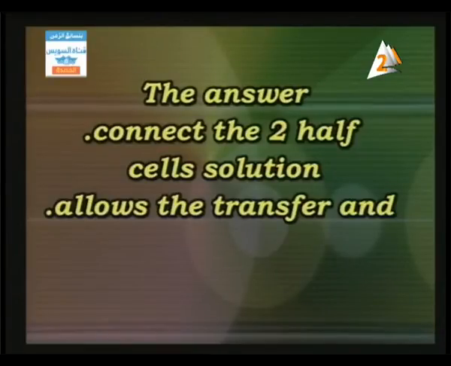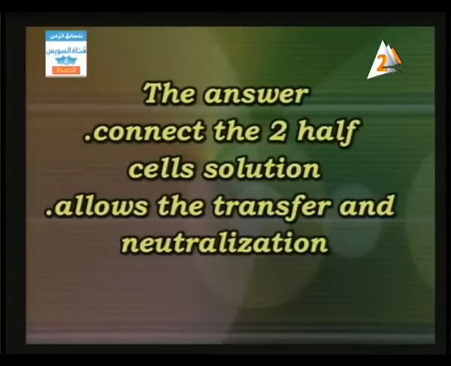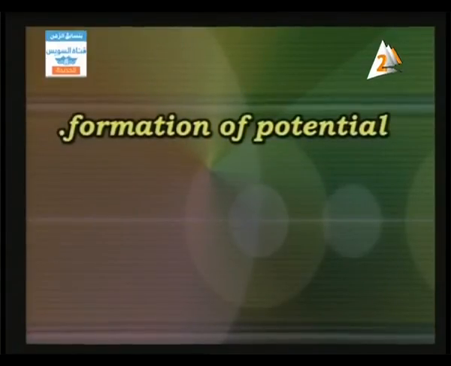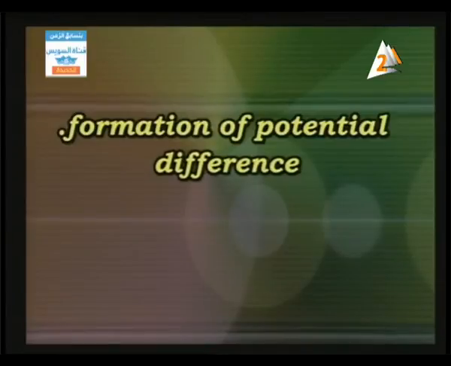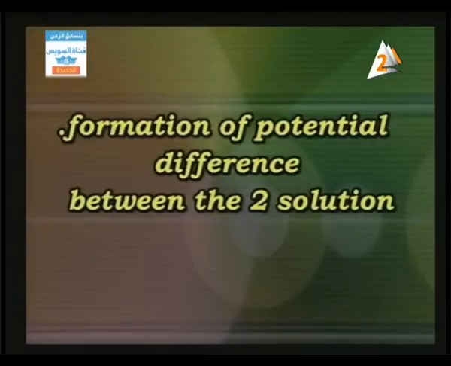Number 2, it allows transfer and neutralization between the two halves of the cell, of the acids or bases or electrolyte found in each half of the cell. We can complete the answer for the salt bridge: it means formation of a potential difference between the two solutions in different halves of the cell.